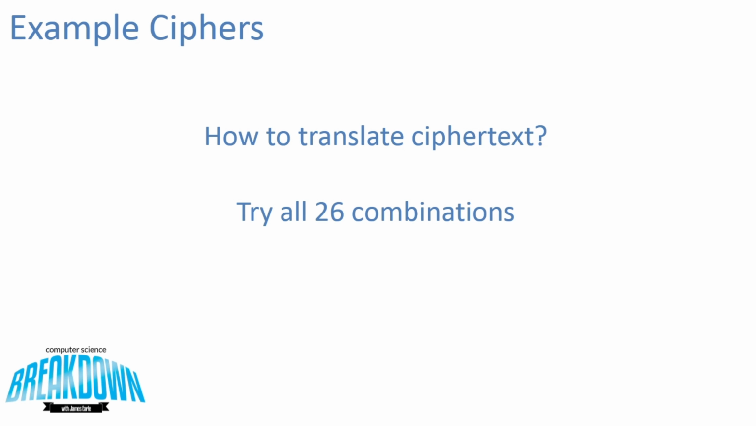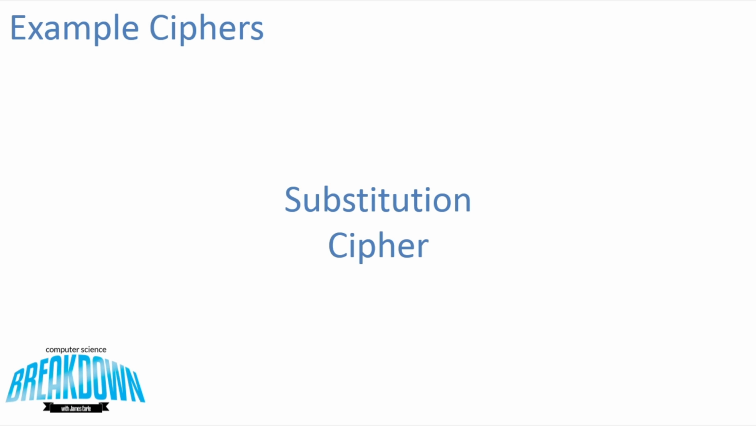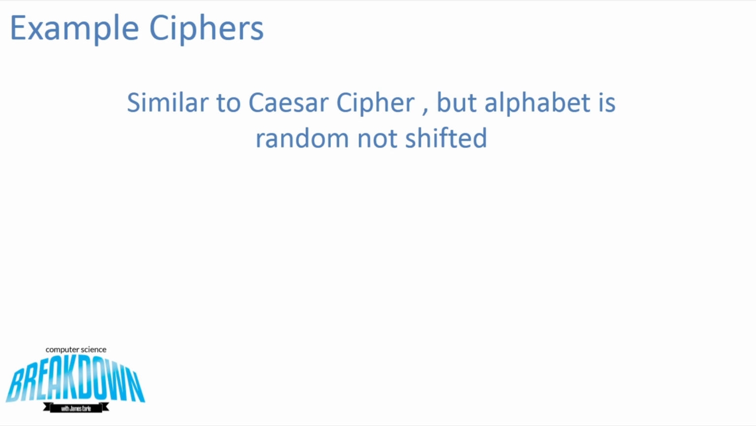But we're going to talk about a slightly more advanced but still very weak cipher called the Substitution Cipher. Now, this cipher is actually very similar to the Caesar cipher, but the alphabet is not shifted, it's actually just a random key. So your key is going to be 26 characters, so 1 character for every letter in the alphabet. Of course, I'm using the English alphabet.